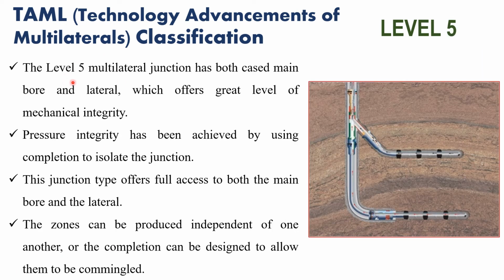A level 5 multilateral junction has both a cased main hole and lateral, which offers a great level of mechanical integrity. Pressure integrity is achieved by using completion to isolate the junction. So at the junctions there are certain completions available. So mechanical and pressure integrity is possible. The junction offers full access to both the main bore and the lateral. The zones can be produced independent of one another, or the completion can be designed to allow them to be commingled.